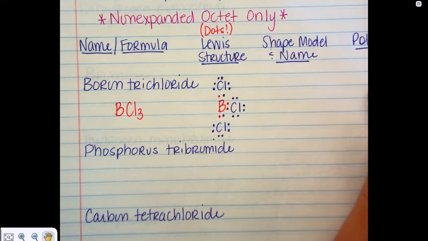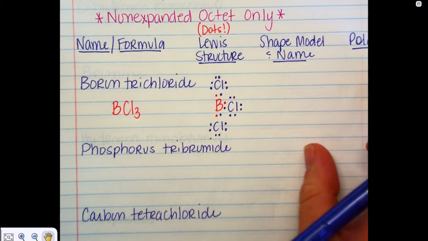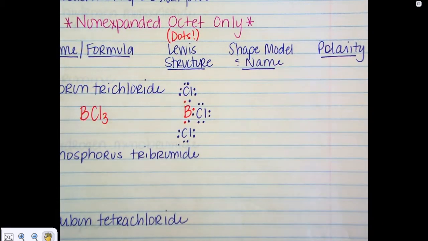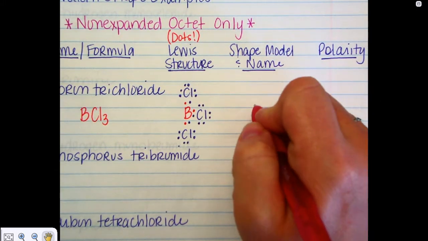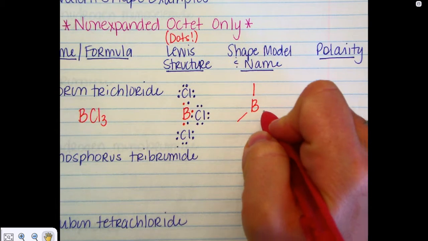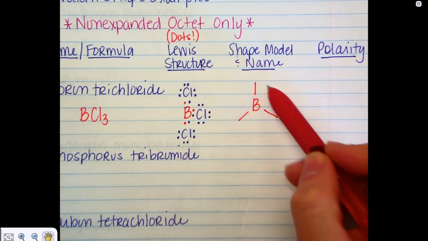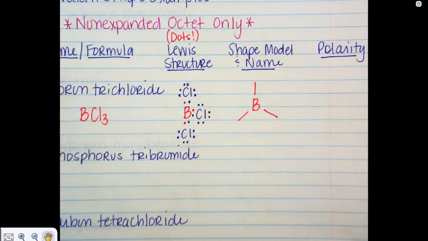All right, so with boron in the middle, we know that boron forms a shape that's called trigonal planar. So now I'm going to draw that shape. I'm going to put my boron in the middle, and I'm going to draw the 3 bonds, and I know that they are at characteristic angles due to the electron repulsion, and then I'm going to fill in my chlorine.